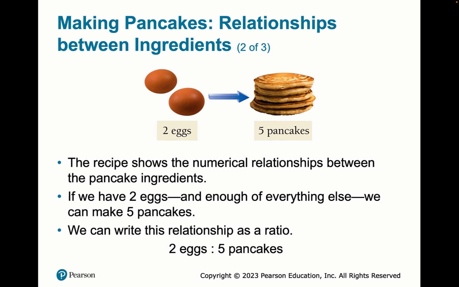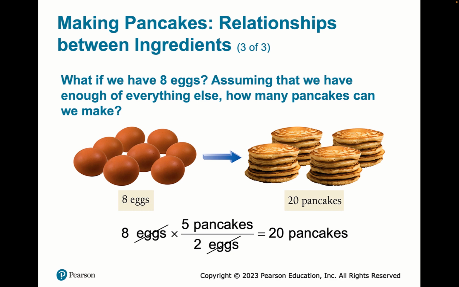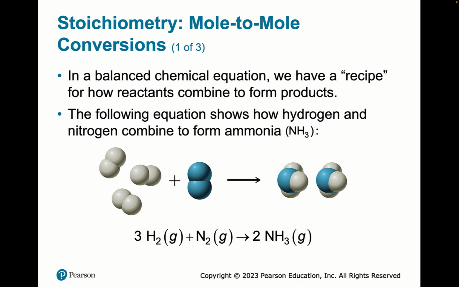So this is going to become important when we talk about chemical reactions. And we can also do other things. Let's say we have 8 eggs, and we use 5 pancakes per 2 eggs. That means 8 eggs can make 20 pancakes. So now we can use ratios that we learned from chemical equations and outside information to say how much product we can have.